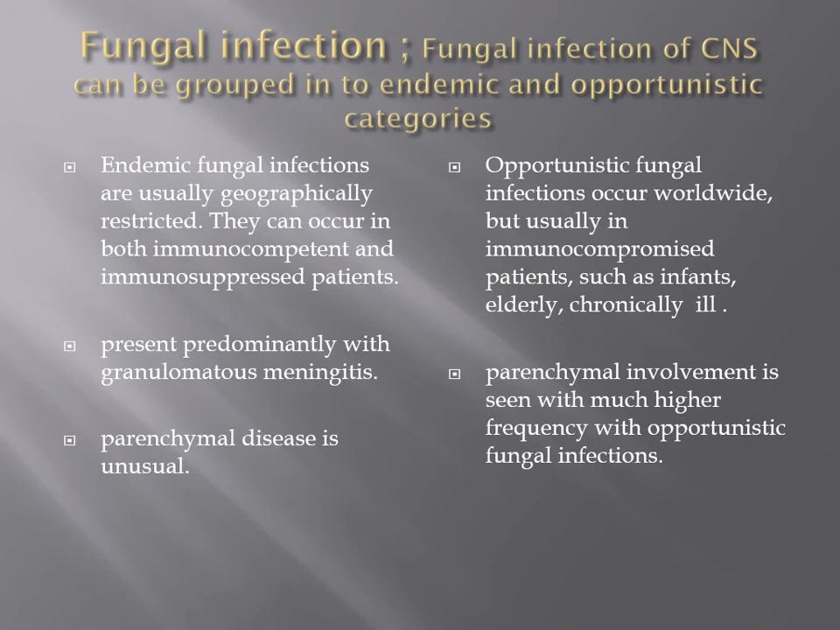Fungal infection of the central nervous system can be grouped into endemic and opportunistic categories. Endemic fungal infections are usually geographically restricted. They can occur in both immunocompetent and immunosuppressed patients, presenting predominantly with granulomatous meningitis; parenchymal disease is unusual. Opportunistic fungal infections occur worldwide, but usually in immunocompromised patients such as infants, the elderly, and chronically ill patients. Parenchymal involvement is seen with much higher frequency with opportunistic fungal infection.